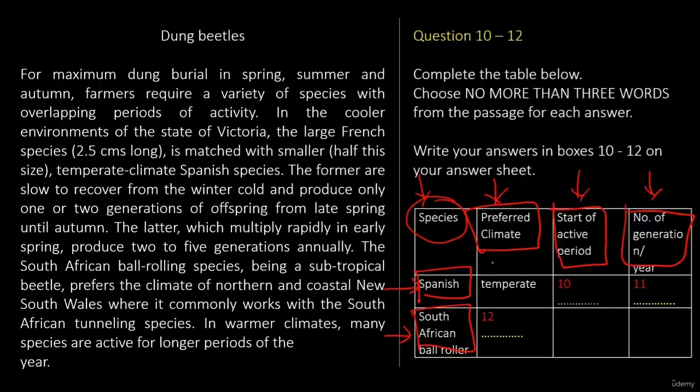This will give you information about the cell. So when I intersect preferred climate and Spanish, my answer is provided here. And same goes for number 10, start of active period and Spanish. So when do these Spanish species start their active period? It will be here. When do they start in the case of South American ball roller? Here. So columns provide you information about what the answer is towards. Read the columns and rows very carefully. Without columns and rows, this is not even a table.